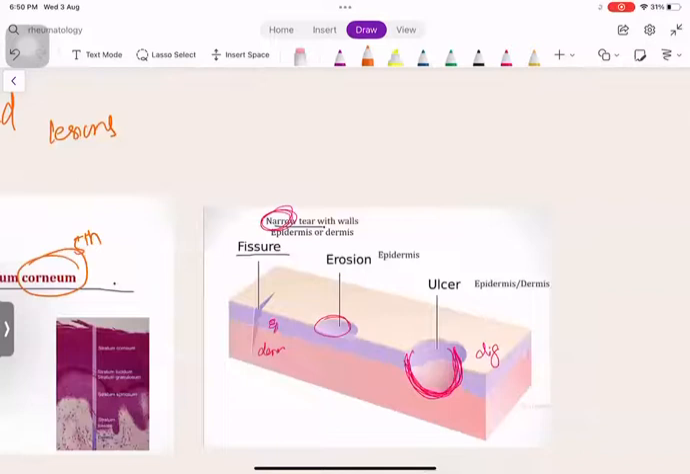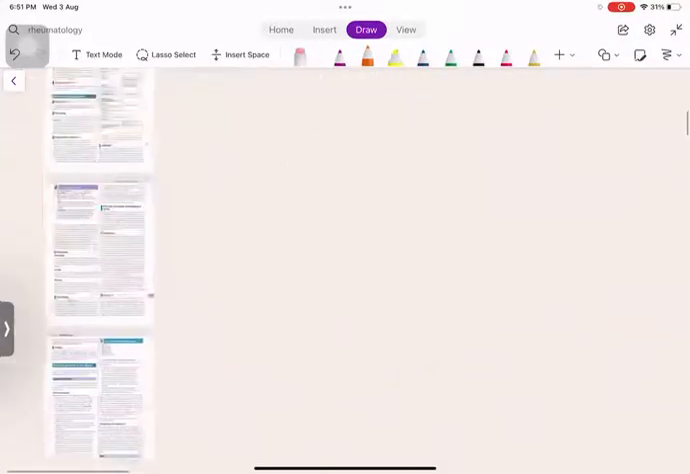These include fissure if it is narrow, and if it's deep, like a burrow, like someone has done digging involving both dermis and epidermis, it will be ulcer. And if only epidermis is eroded out, then it's erosion.